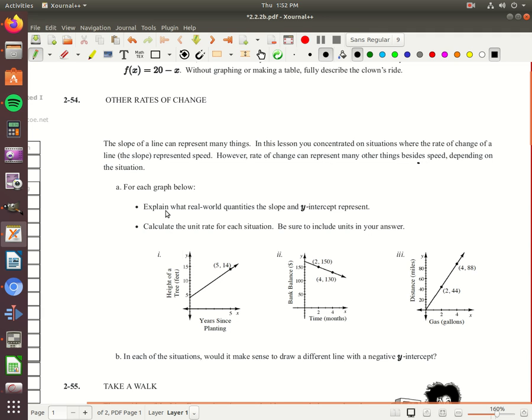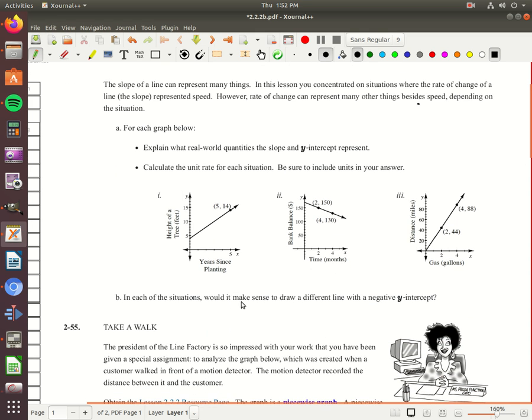So for each graph below, explain what real-world quantities the slope and y-intercept represent, and then calculate the unit rate for each situation. On the first one, it looks like the slope would be, it's going from 4 to 14. So my change in y is 10, and my change in x is 5. So 2. But 2 what? Well, it looks like the height of a tree over years of planting.